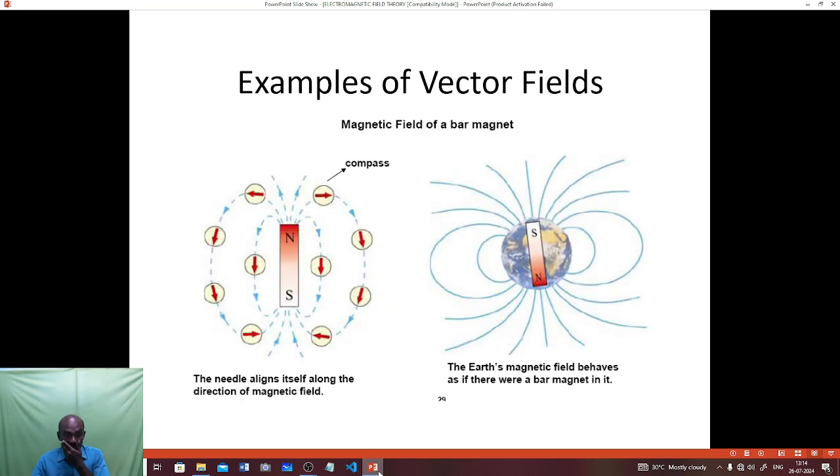Magnets have north and south poles, and the electromagnetic flux shows the direction north to south. The Earth's magnetic field behaves as if there were a bar magnet in it. So we can consider the Earth as a magnet having north and south poles, with magnetic field lines from north to south, giving both the magnitude as well as the direction.